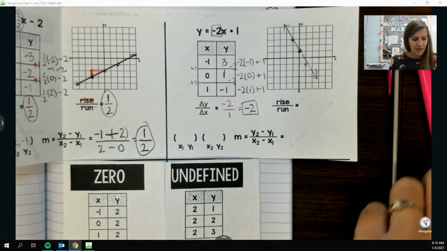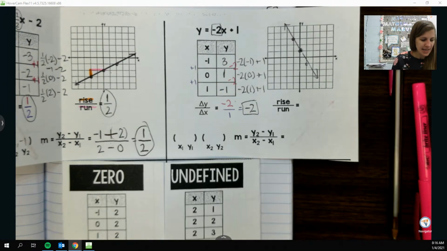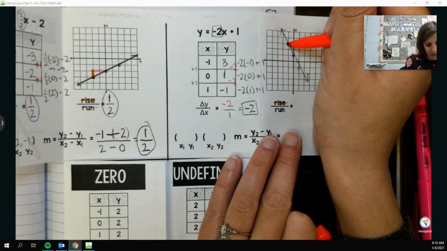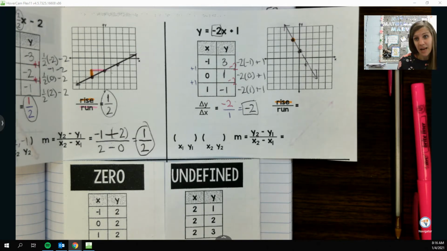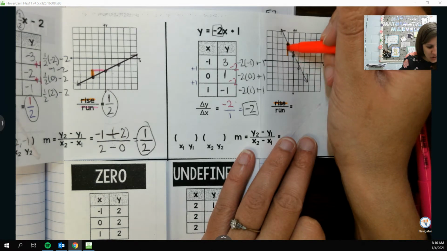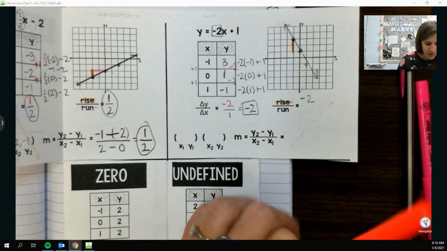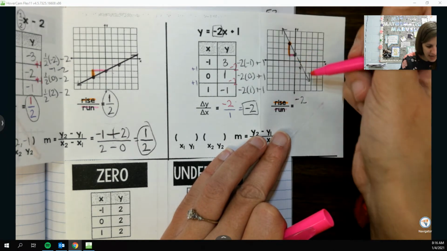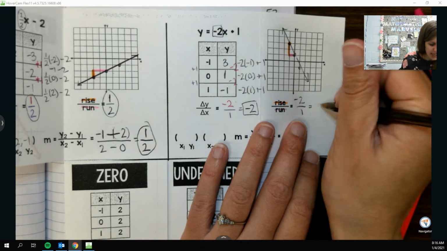I can also see that in my graph by counting rise over run. So if I count the rise, I still have to start from the leftmost point, so here, and rise is always up or down. I know rise sounds like I should go up, but I might have to go down. And in this case, to get to this next point, I have to go down 2 squares. So negative 2. And then run is left or right, and in this case, I have to travel right 1 square. So right is positive. So over 1, which again is just negative 2.